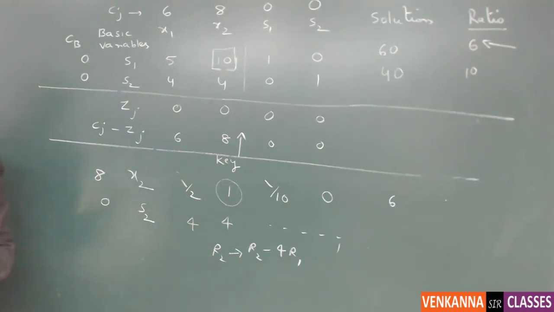Any doubts for anybody? Because this operation is very important in building up the modified rows. So what happens?